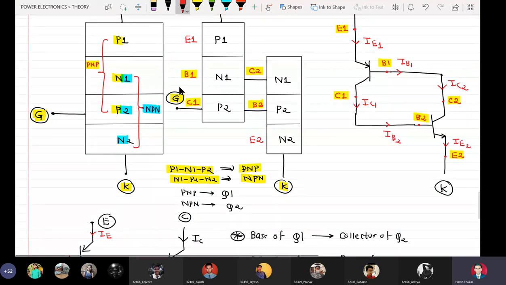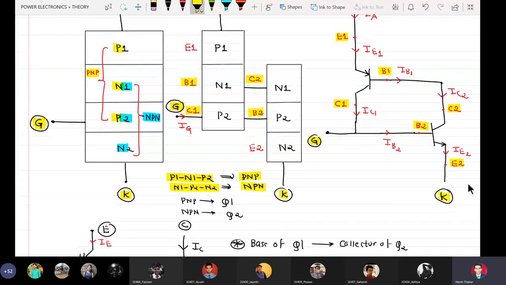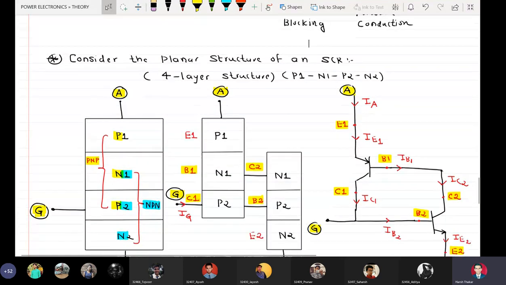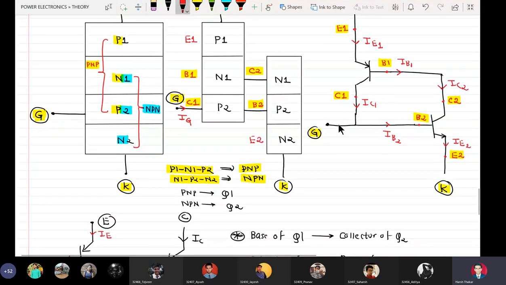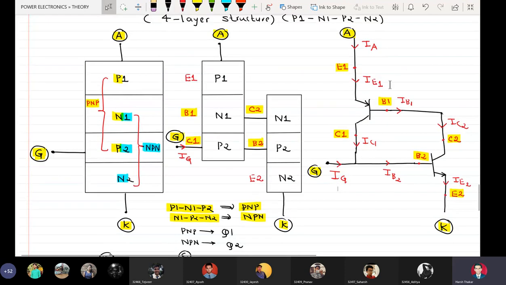Okay, students, at the same time you remember that if I am going to apply a gate drive to the SCR, this will be the current direction of the gate current. So I have to also show the gate terminal like this, and I will write G here. So I have gate, cathode, and anode, and the gate current will be shown as IG. Okay, so we have shown IE1, IB1, IC1, IC2, IE2 and IB2.